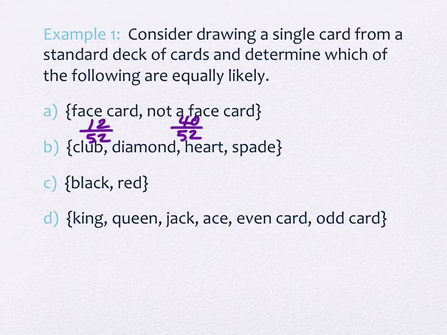So is it equally likely that you will draw a face card and not a face card? Are those equally likely events? No, because the probabilities aren't equal. 12 out of 52 is not the same as 40 out of 52. So these are not equal.